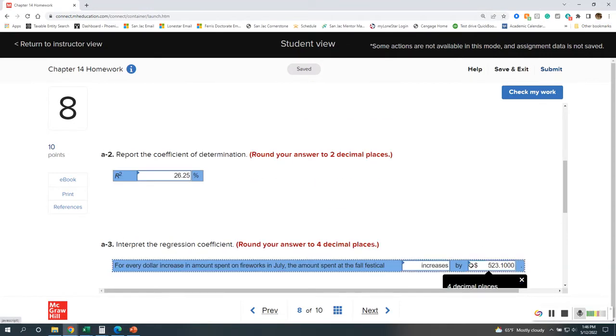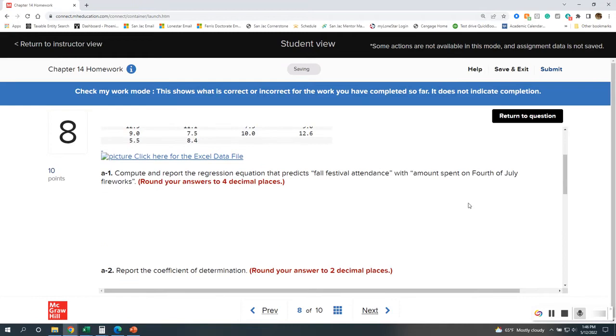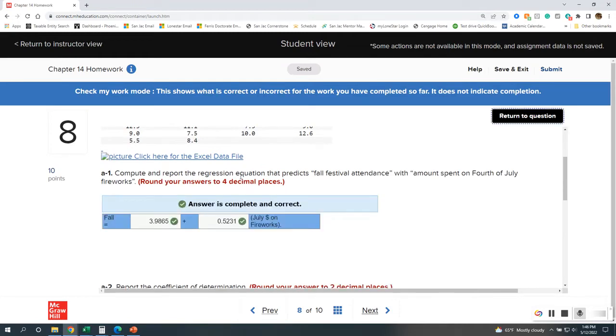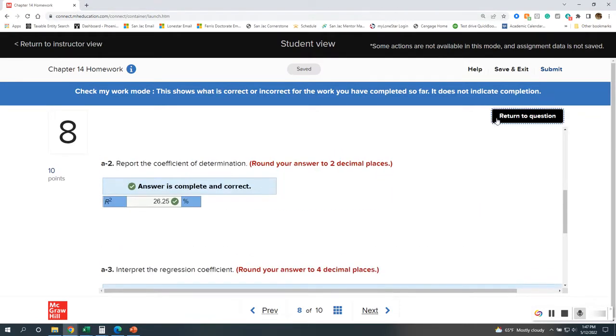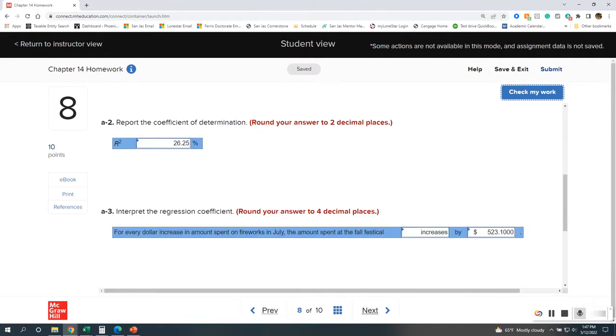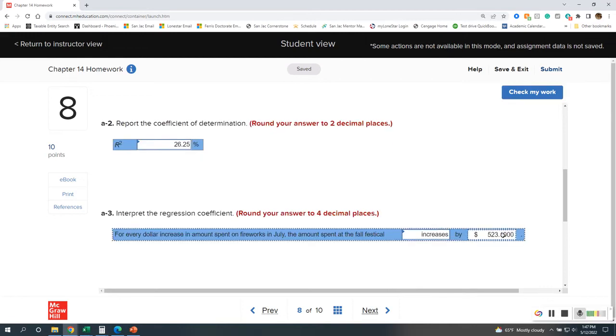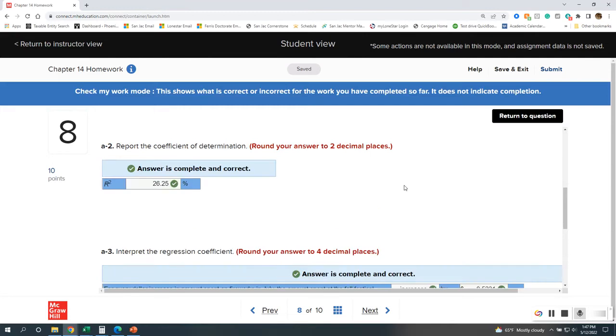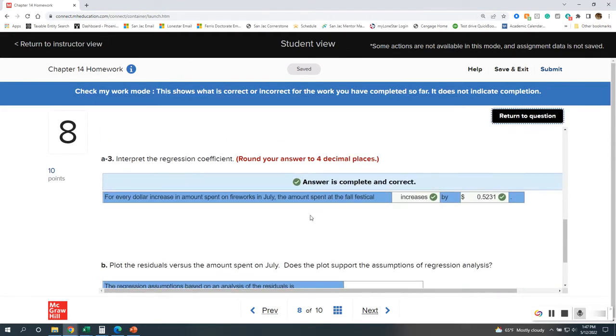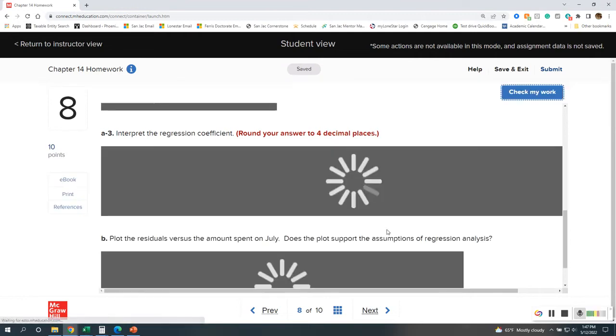Or, okay, so let's see if I input in correctly. It's all about inputs. Yeah, they want it the other way. 0.5231. So again, that's just your slope.